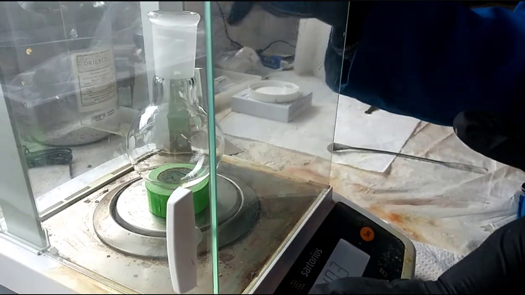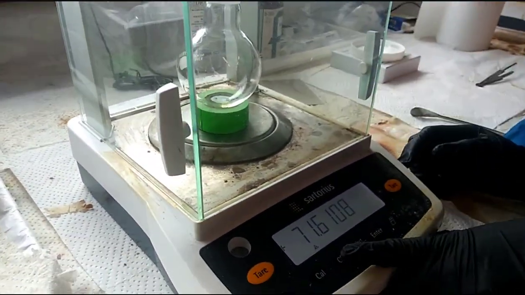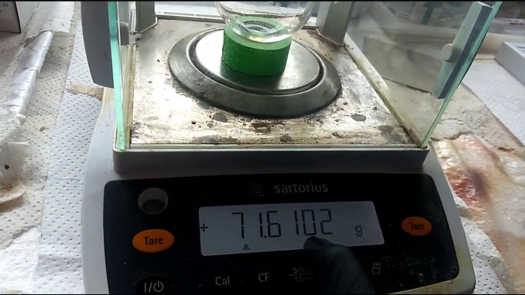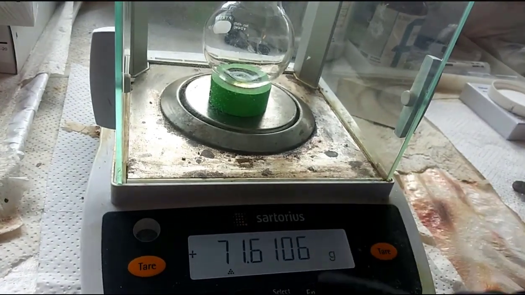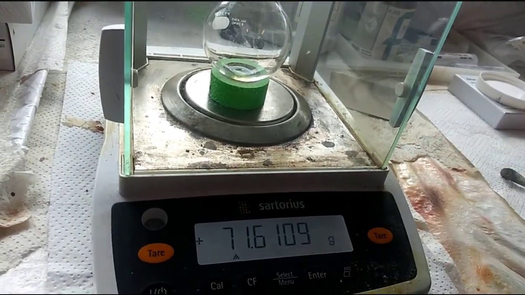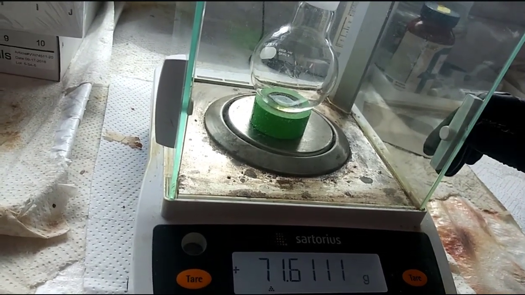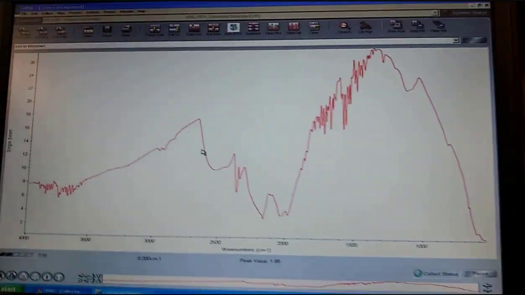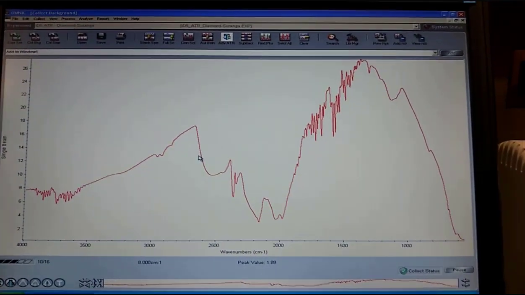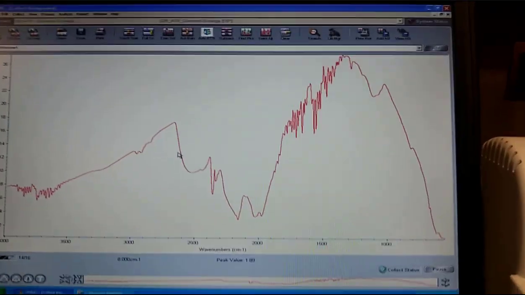At this point they're weighing the rotovap round bottom flask with the alcohol in it. 71.61 is the mass here. And then at the end of it, they're going to show you what the mass of the empty round bottom flask is as well. Taking IR, this right here is a background spectra for IR, so a blank.